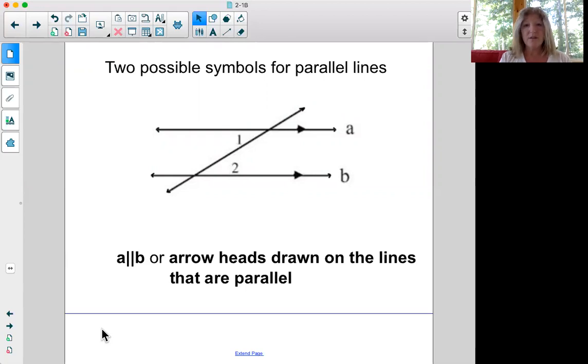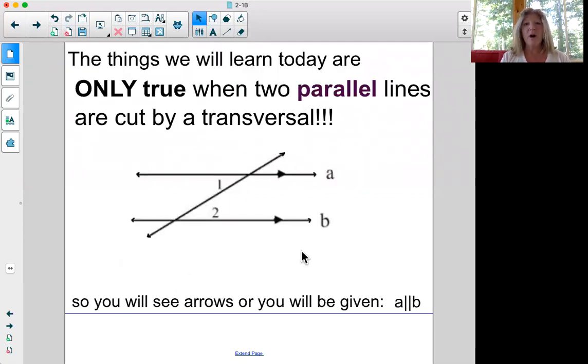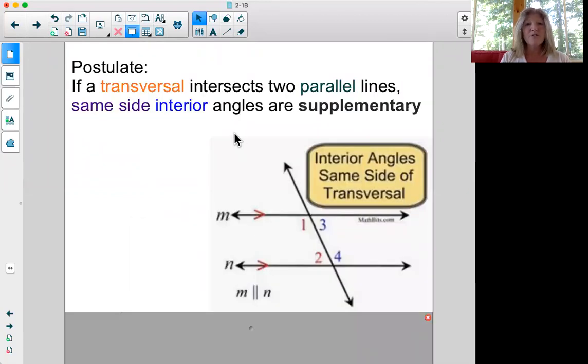If you are given the fact that they're parallel, I'm going to tell you properties in this video. Everything I tell you today is only true if the lines are parallel. If they're not, you could still have special angle pairs formed, but they won't have any special relationships. Okay, so here's our first one for the day. If a transversal intersects two parallel lines, same side interior angles are supplementary.